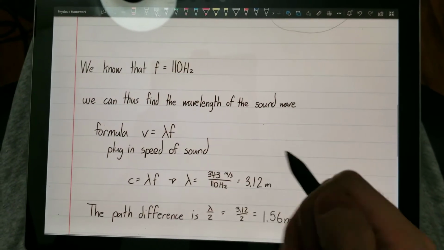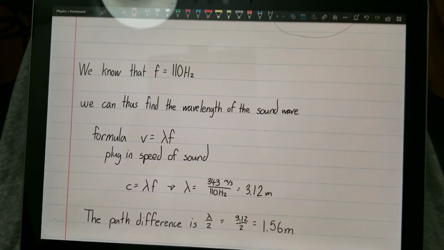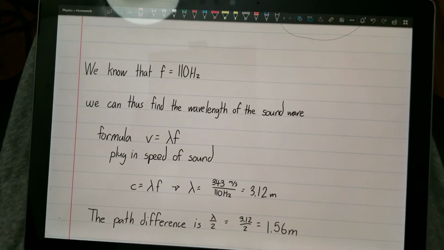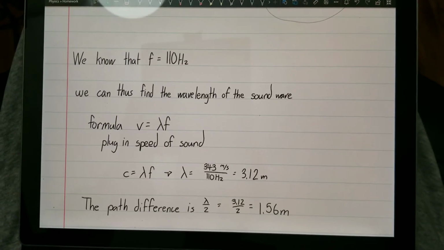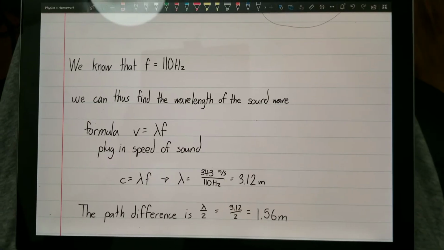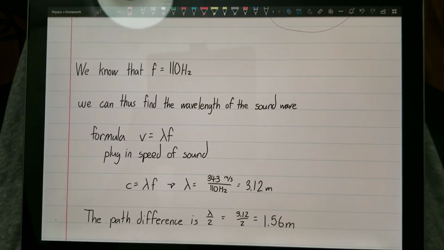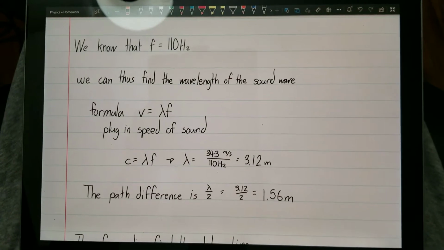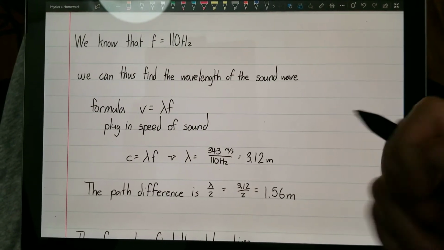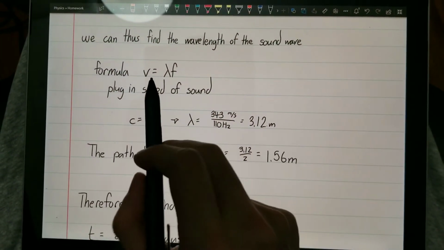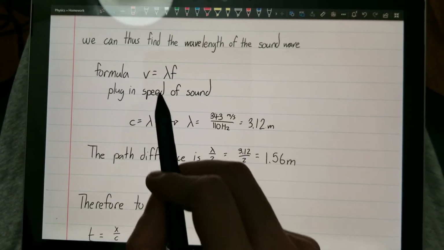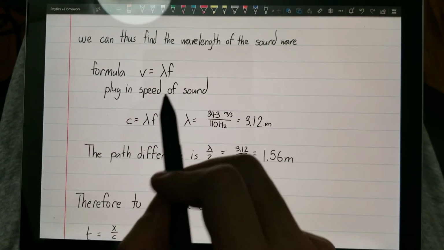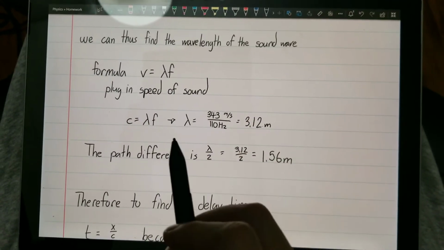Now we can finally start the problem. It was kind of a bait for them to tell you that it was 1.8 meters away because it's kind of useless to us in this problem. We know that the frequency is equal to 110 Hertz. So we can just use that to find the wavelength of the sound wave using the formula that we probably all seen before. Velocity of the wave is equal to lambda times f.